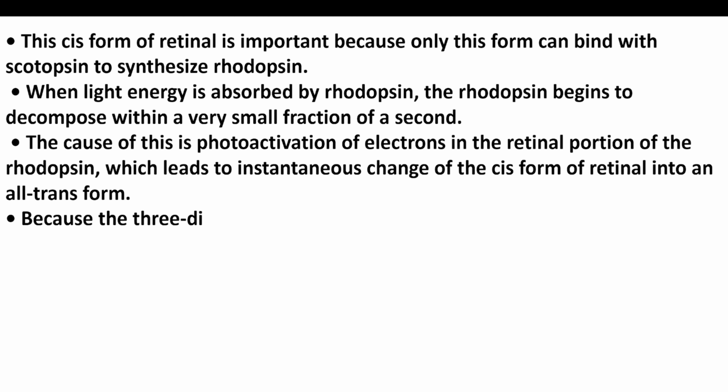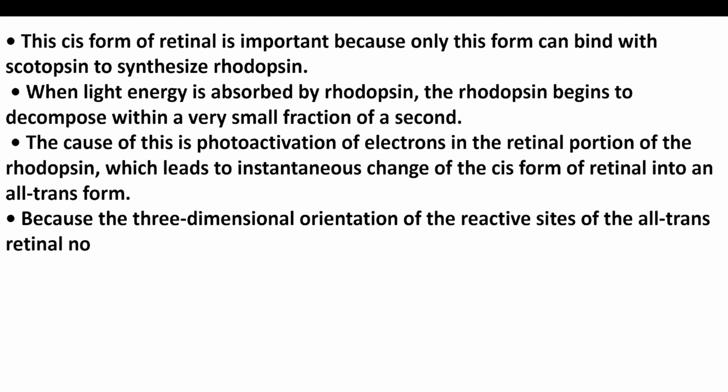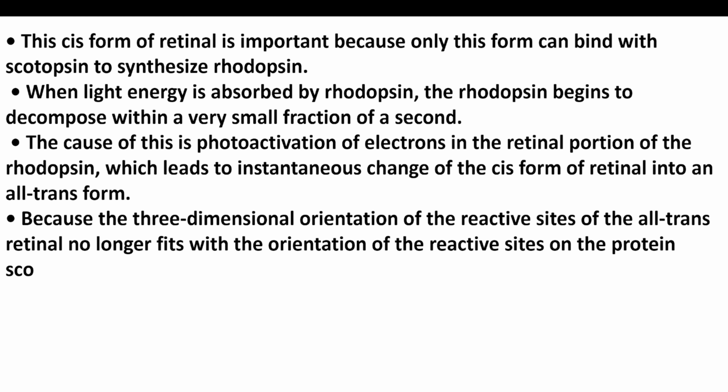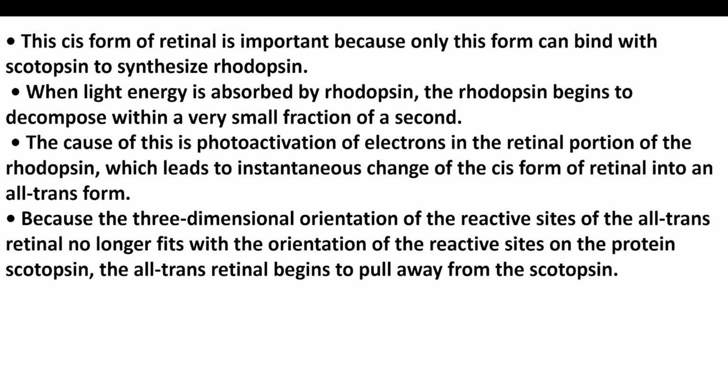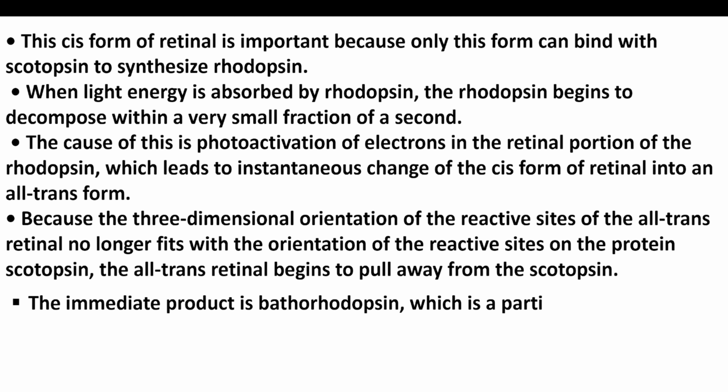Because the three-dimensional orientation of the reactive sites of the all-trans retinal no longer fits with the orientation of the reactive sites on the protein scotopsin, the all-trans retinal begins to pull away from the scotopsin. The immediate product is bathorhodopsin, which is a partially split combination of the all-trans retinal and scotopsin.